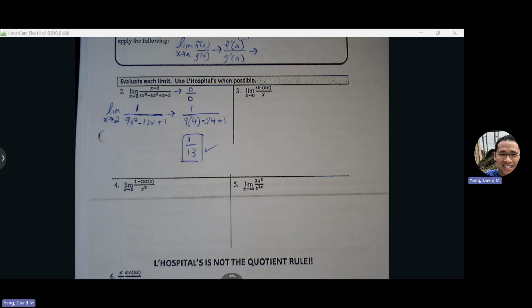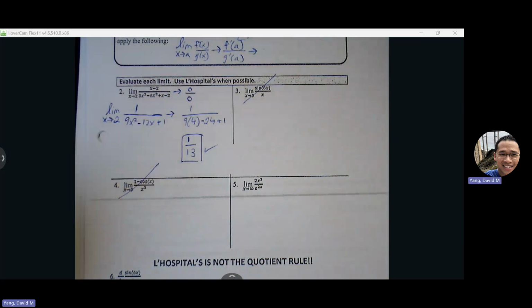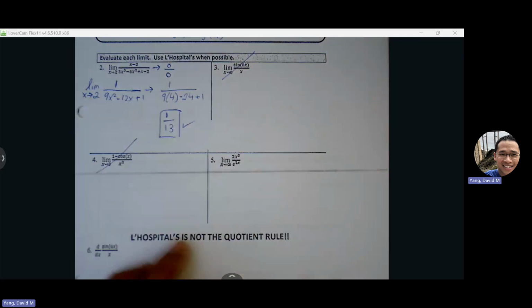Any questions here? All right, we're going to skip 3 and 4. We haven't done trig yet, so we'll save all the trig topics till the end of the semester. Okay, number 5 here.